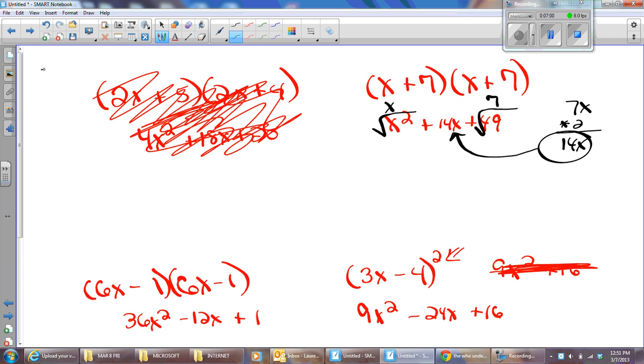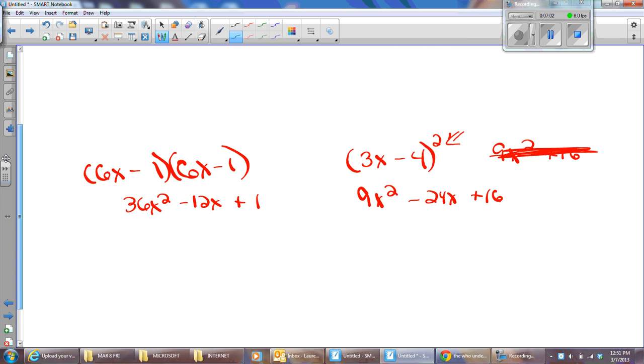Hold on, my airliner is acting funky. There we go. 36x squared is a perfect square. Square root is 6x. 1 is a perfect square. Square root is 1. 6 times 1x is 6x. Doubled, 12x. And that matches there, although we have a negative.